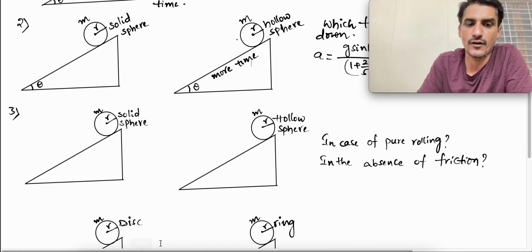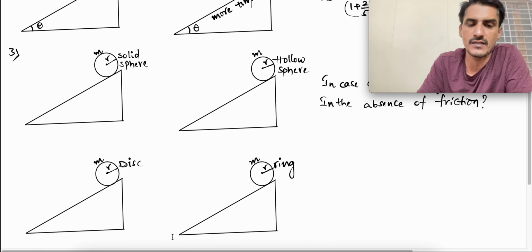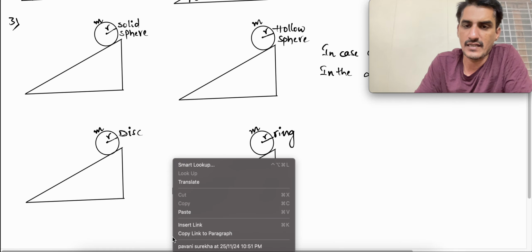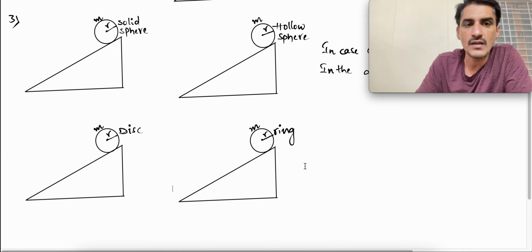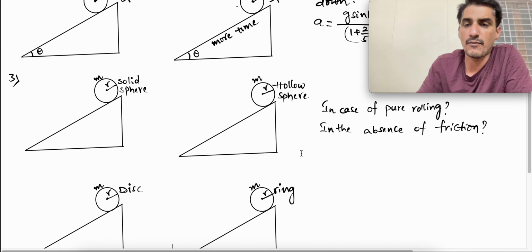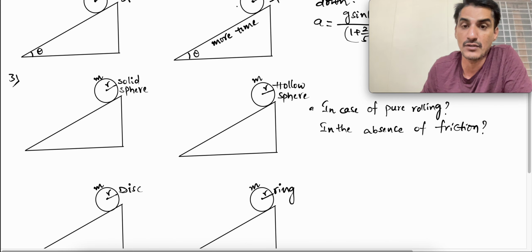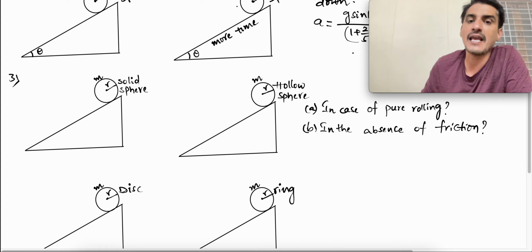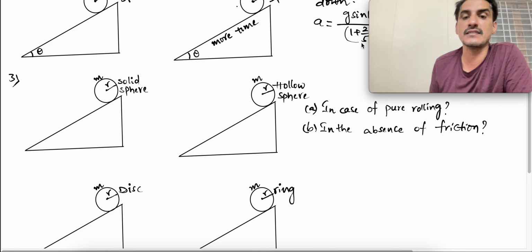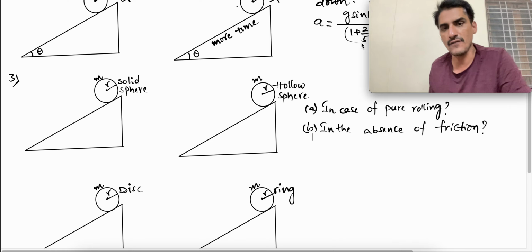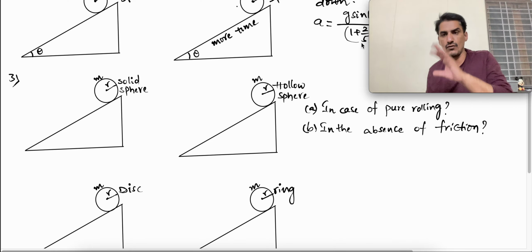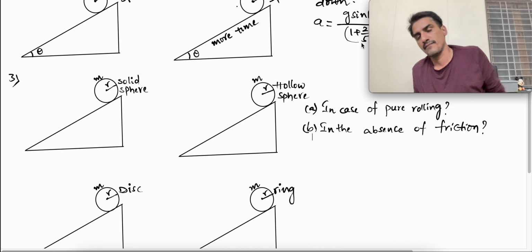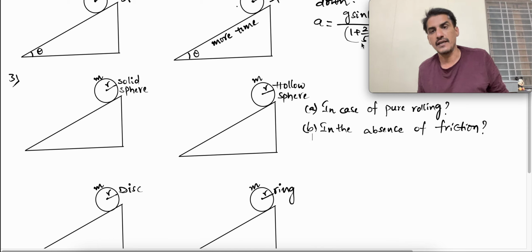There are 4 types of objects. The first one is a solid sphere, then a hollow sphere, the third one is a disc, and the fourth one is a ring. Suppose in case of pure rolling, I am going to ask 2 questions. In case of pure rolling, if all these 4 are rolling without sliding, which one reaches the ground first?